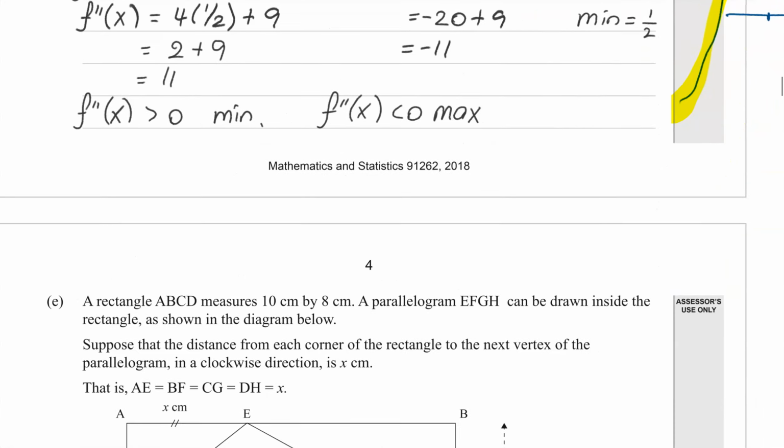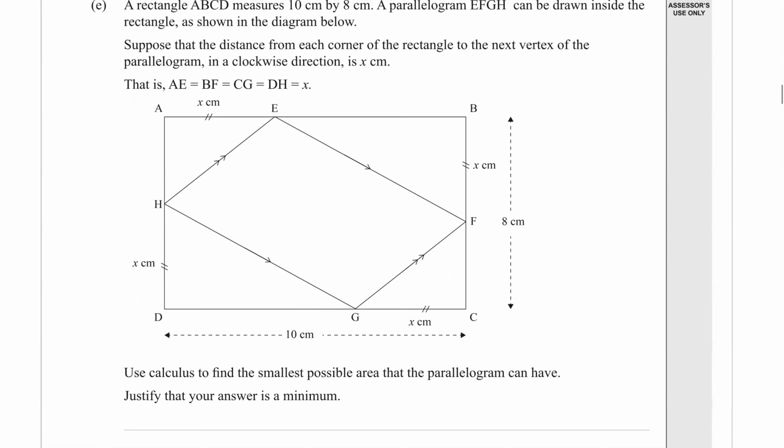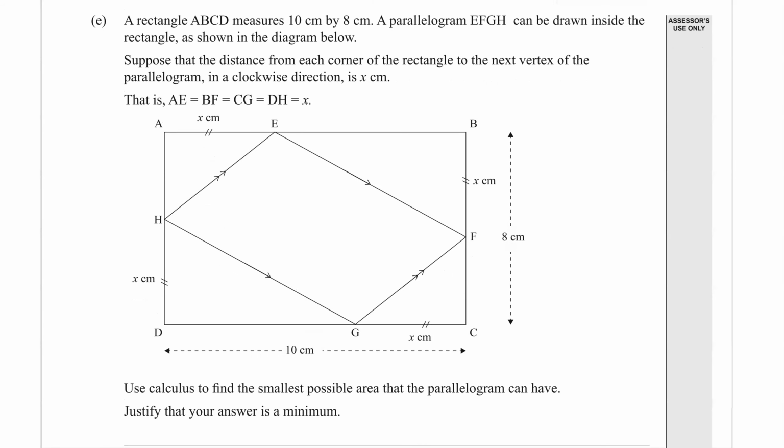Cool. I think one of the last questions of this part, or last question of question 1. So now we're looking at a rectangle which measures 10 by 8. There's a parallelogram inside, and we've been given all these values and we're saying that x is the same all around. We want to use calculus to find the smallest possible area of the parallelogram. So we need to justify our answer as a minimum. Okay, so we need to show some proof.